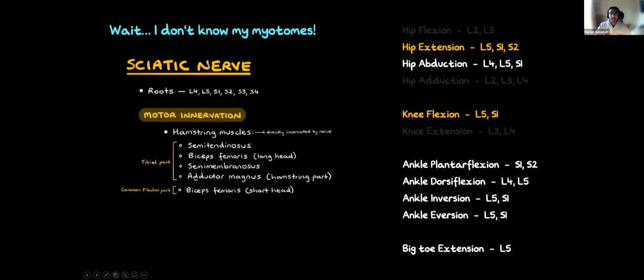Okay, so sciatic nerve, hamstring muscles. What do the hamstring muscles do? Well, knee extension and hip extension and knee flexion. So as you can see, a similar sort of thing. And the nerve roots for the sciatic nerve are L4, L5 to S4.